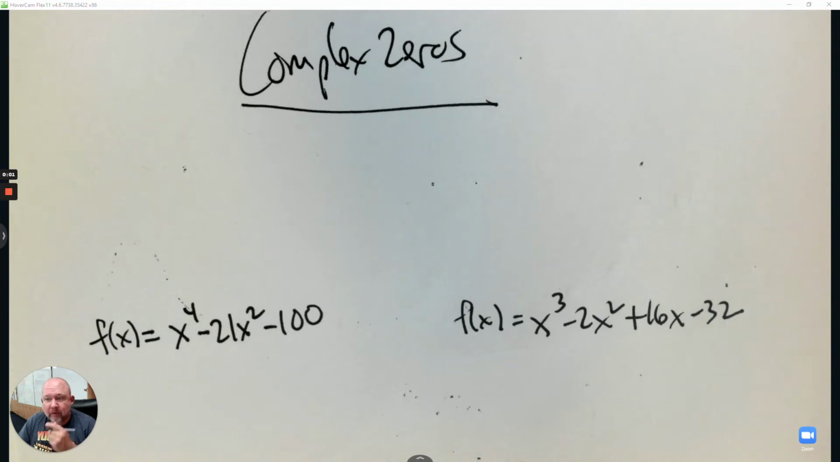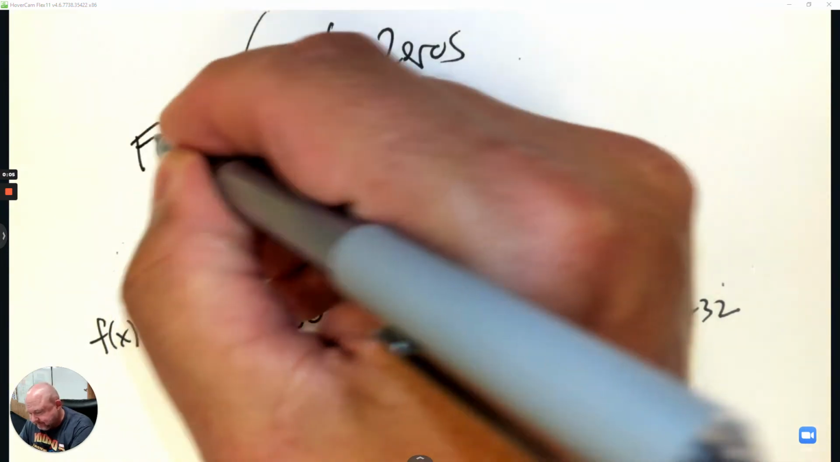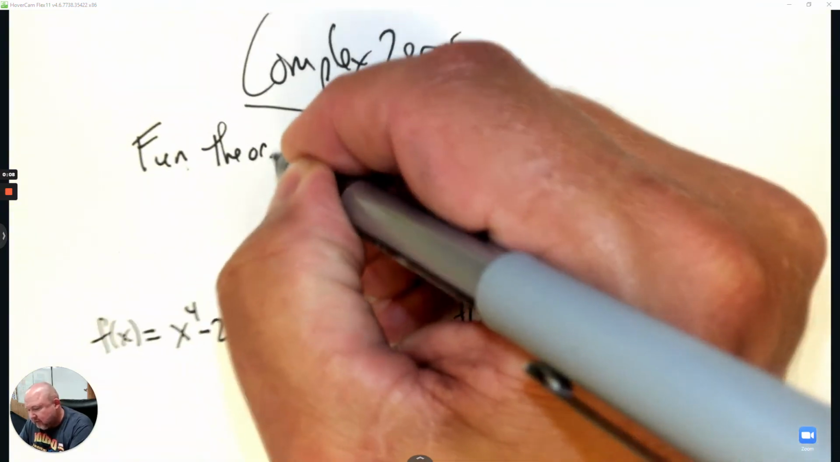All right, this is a review about complex zeros. It's connected to the fundamental theorem of algebra. Let's make sure you know what that means.